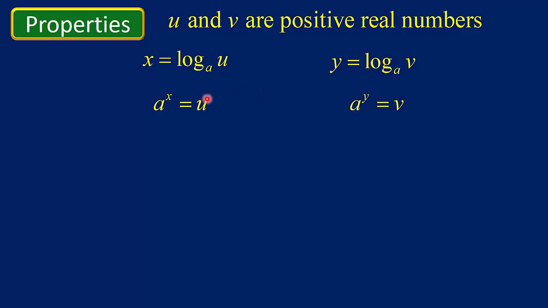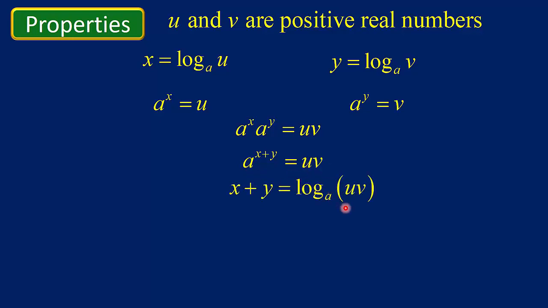Now I'm going to multiply a to the x and a to the y together. And that's the same as multiplying u times v. Remember that when you have the same base, here you have a to the x, a to the y, you can just rewrite that as a to the x plus y. That's a property of exponents. Now that I've done that, I want to move this back to log form. So it's going to be log base a of x plus y equals log base a of uv.